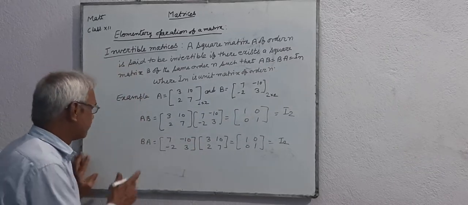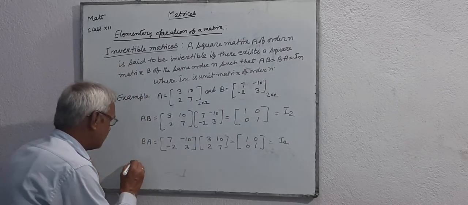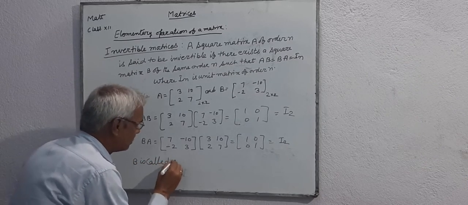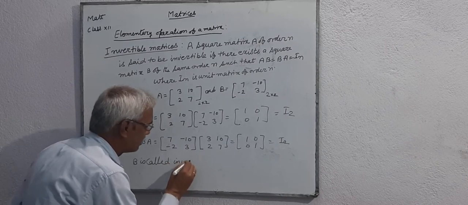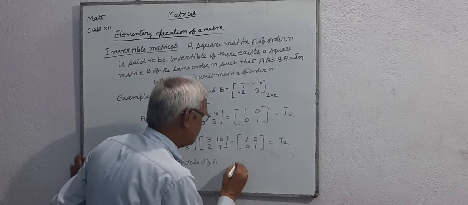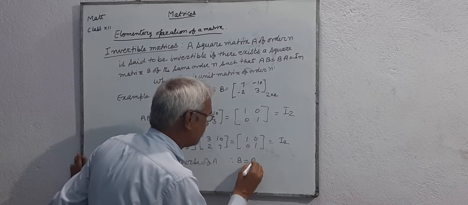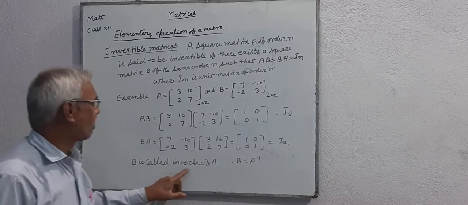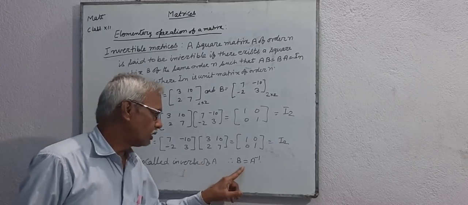Therefore, B is called the inverse of A, and so B equals A inverse. Or we say A is also called the inverse of B, A equals B inverse.